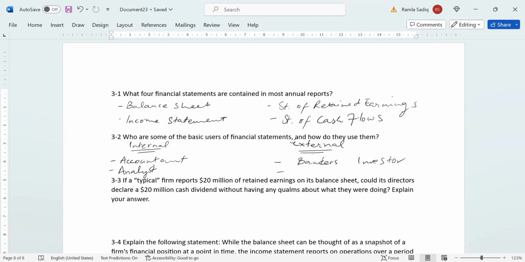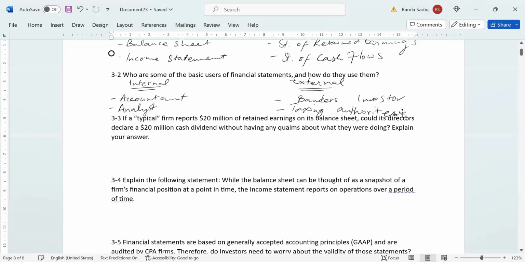In terms of external users, we also have another category called taxing authorities. So you're talking about the Internal Revenue Service and the Federal Board of Revenue. Our taxing authorities will need them to assess taxes in a reasonable way. And so this is another area that you should know.